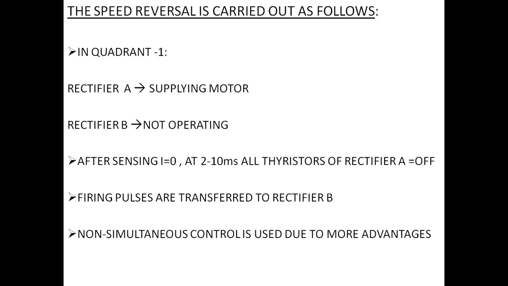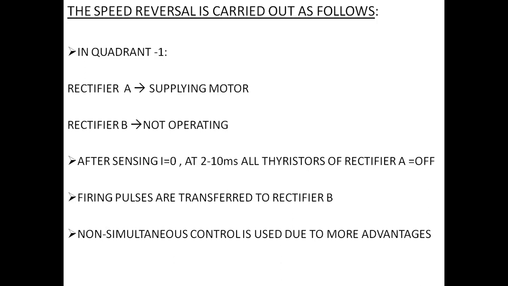When we give the firing angle to any rectifier, what happens? The thyristors will get turned on due to the firing angles given to them. Now the rectifier works as an inverter, and it forces IA to be equal to 0. As it forces IA to 0, after zero current is achieved, that means if you sense any zero current, you have a dead time of 2 to 10 milliseconds provided.